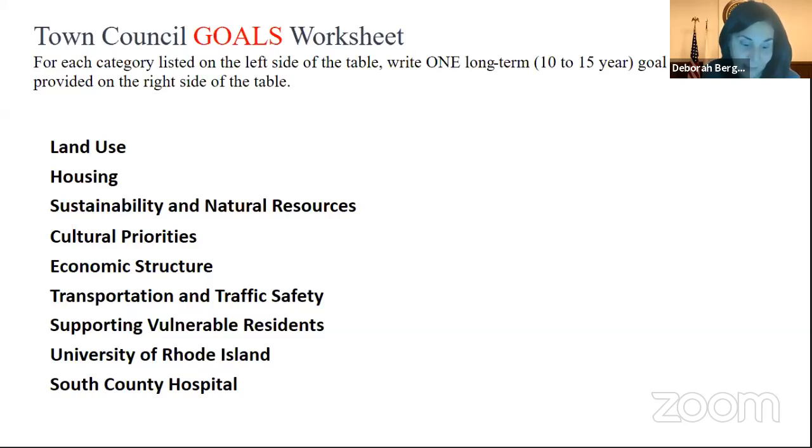Good. Any other thoughts on economic stuff? All right, how about goals for transportation and traffic safety?